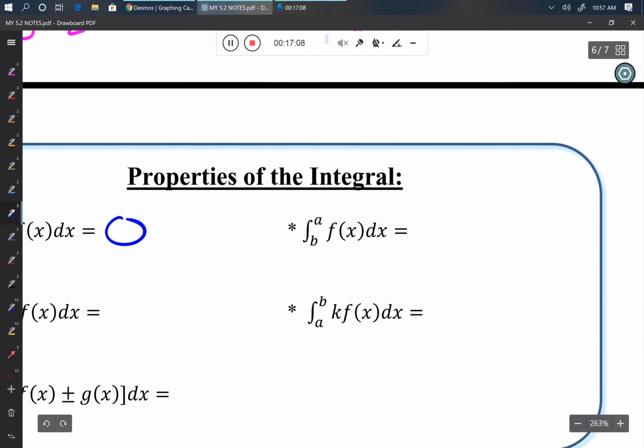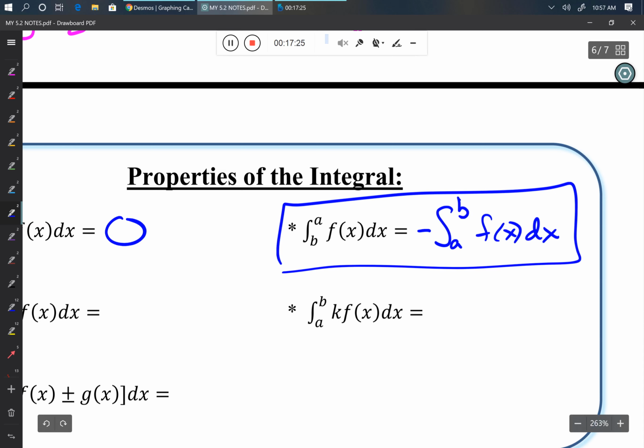Okay? The second property over here on the right says the integral from b to a is equal to the opposite of the integral from a to b of a function f of x dx. So what does this one tell me? It tells me that if I want to switch the limits of integration, I can do that as long as I put in a negative. Now, why would I want to do that? I'm not sure yet, but I know that I can. I can change the upper limit to the lower, and I can change the lower to the upper if I'm willing to put a negative in.